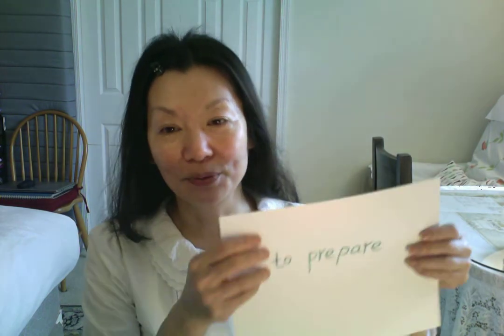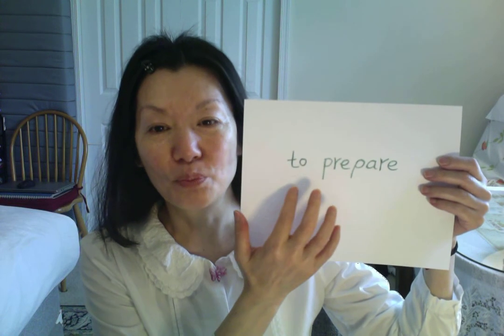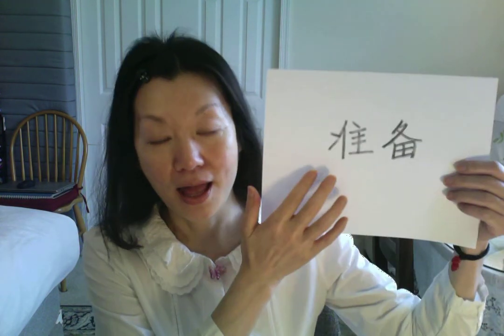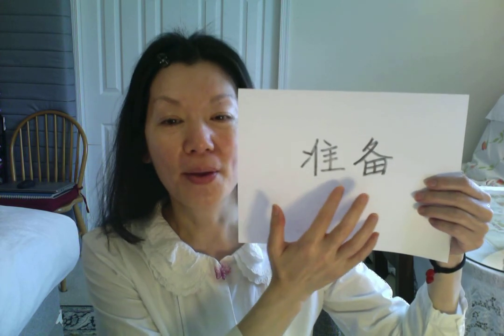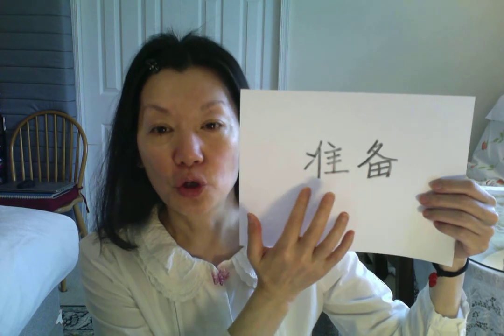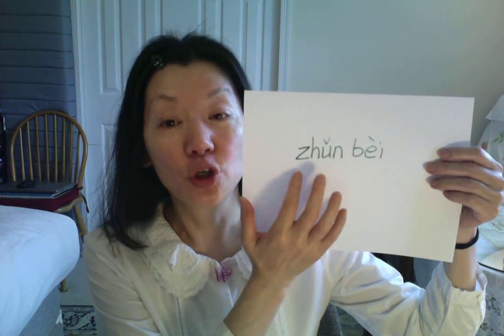Next one, what do you say here? To prepare in Chinese, we say 准备. One more time, 准备, to prepare. Let me check the pinyin here. 准备, to prepare, right?